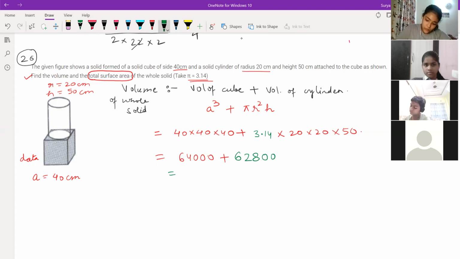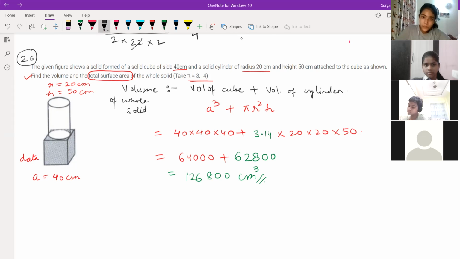So what do you get here? 800, and here again you'll get 6 and 12. So this is in centimeter cube. That's the answer for the volume. So all of you children think how to find the total surface area of the whole solid.